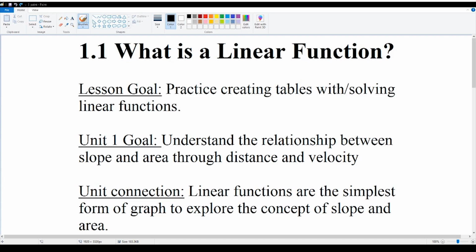For lesson 1.1, what is a linear function? Our goal is to practice creating tables and solving some linear functions. This is related to our Unit 1 goal of understanding the relationship between slope and area through distance and velocity. The reason being that linear functions are the simplest form of graph to explore the concept of slope and area.